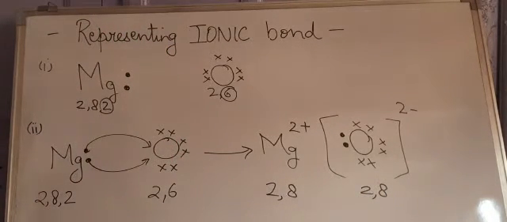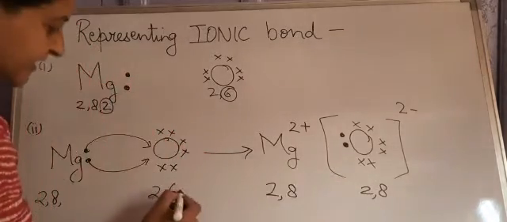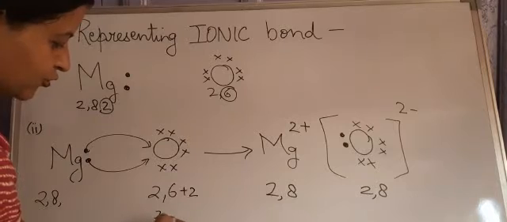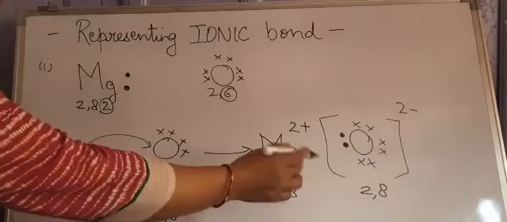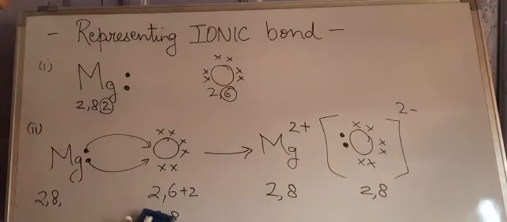Got everybody? 2,8 here because it has lost these 2 electrons. Losing these 2 electrons means this is what is left with this, right? Here 2,6 because it has taken 2 electrons, so this becomes 2,8. That is why 2,8 over there and 2,8 over here also. Got everybody? This is the second example.